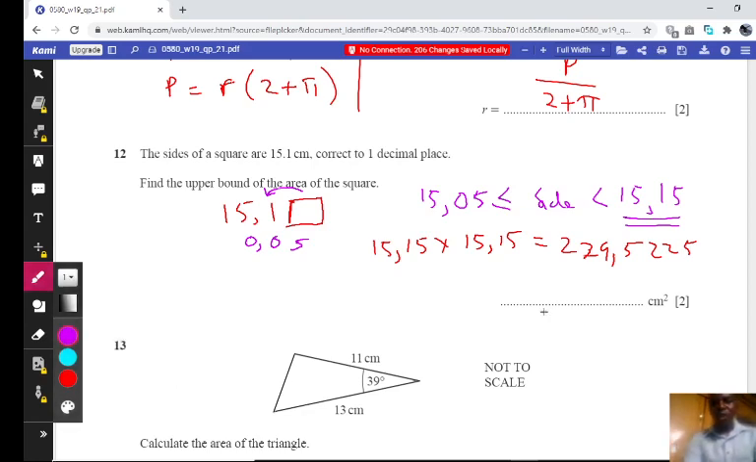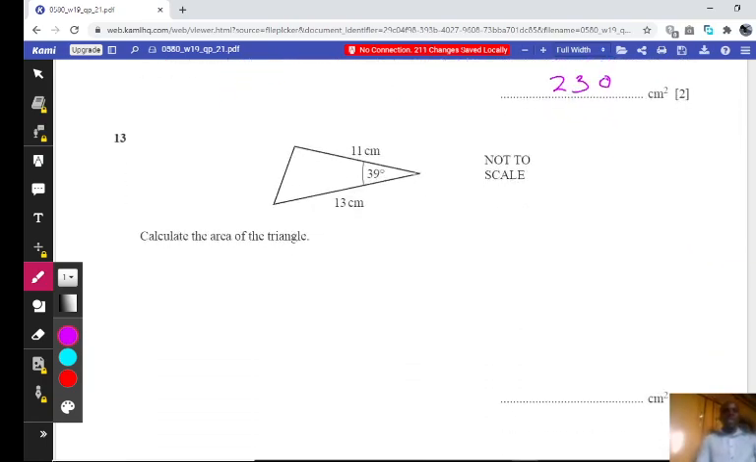You count here: 1, 2, 3. Then you look at this number. It's 5, so you are supposed to add 1 to this. But if you add 1 to this 9, it will be 10. So you put a 0 here, and a 0 here. Then you add that 1 here, so it will be 2 plus 1, which is 3. It will be 230. That will be your final answer. Then you are done.